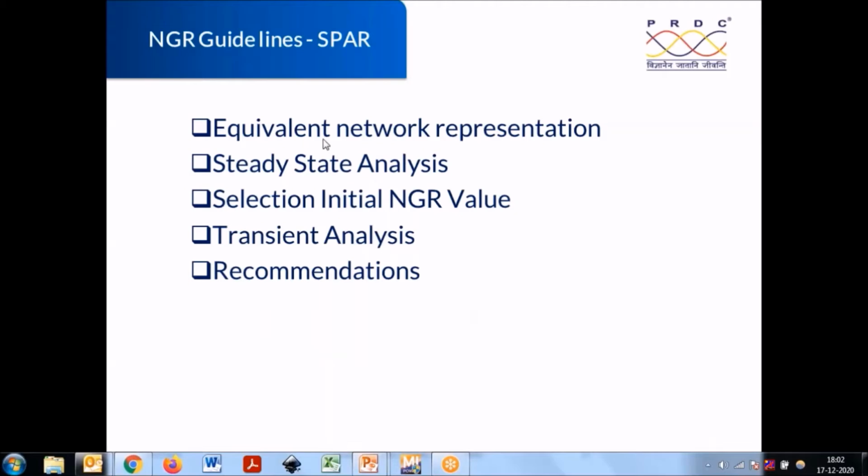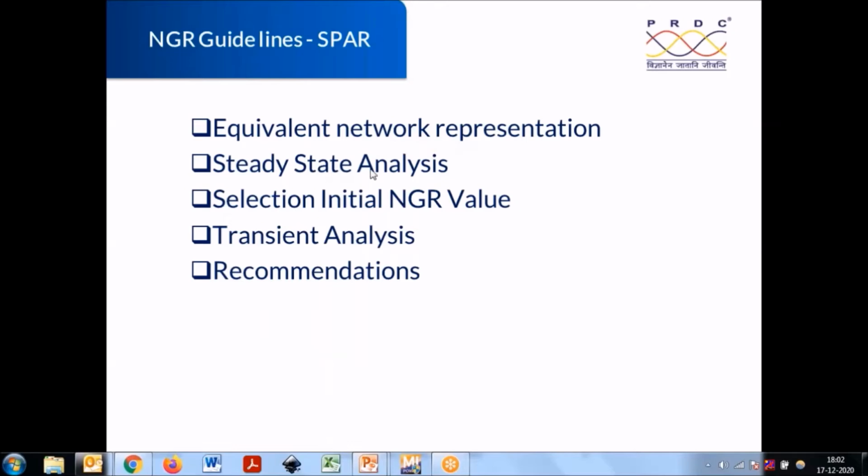Okay, so first, the equivalent network representation. In order to carry out the NGR guidelines for this single pole auto reclosing phenomena, we need to represent at least a two bus equivalent, where the equivalent sources are represented with the short circuit levels, and the transmission line is modeled with the detailed untransposed structure. Shunt reactors can also be modeled with either zero sequence or phase coupling, mutual coupling between the phases.